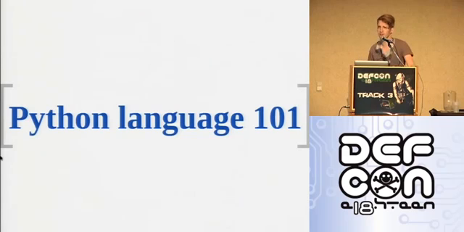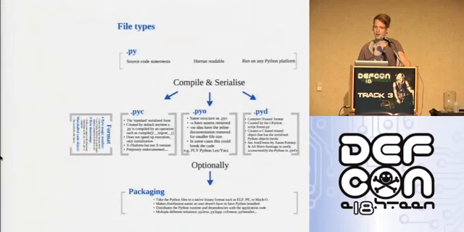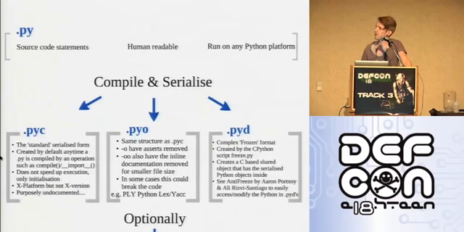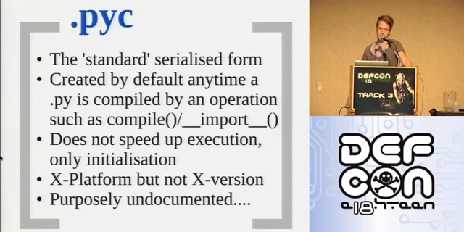So we're going to blast through this because we haven't got much time, like a 101 of the Python language. So obviously there's a fair amount of different file types with Python. The PY is the one that everyone will be familiar with. It's where the source code lives. It's human readable. Obviously you can take that PY and run it on any Python platform. Then there's the compiled and serialized versions of the Python language. PYC being the most ubiquitous one. It's a standard serialized form. We'll have a look at the format very quickly.